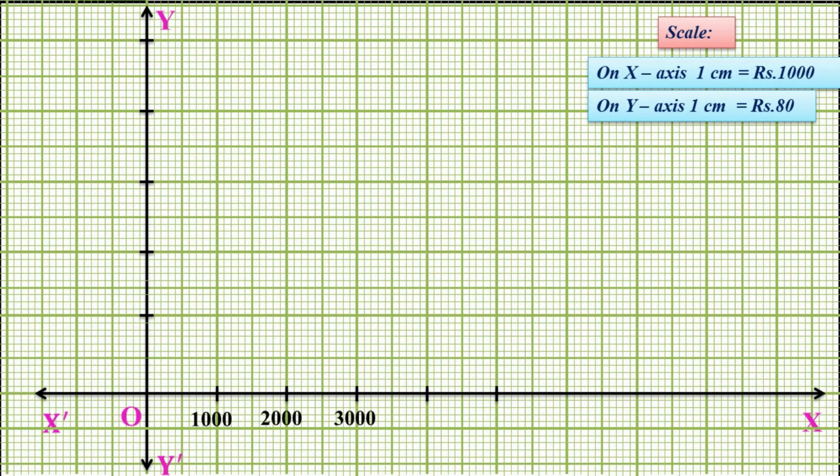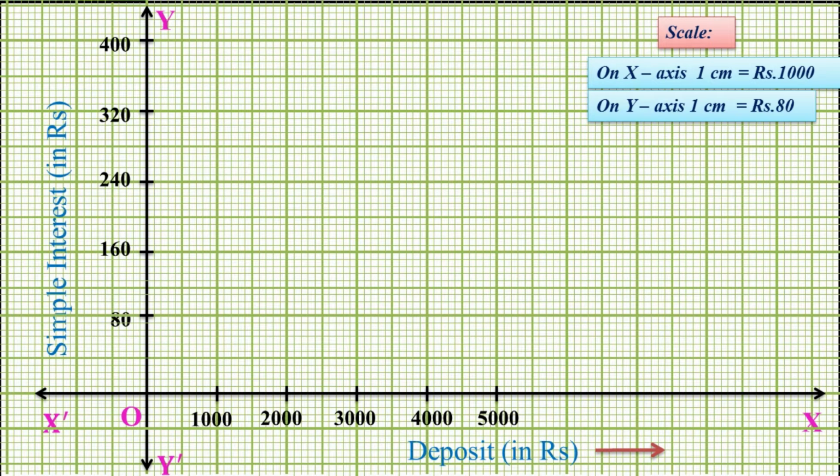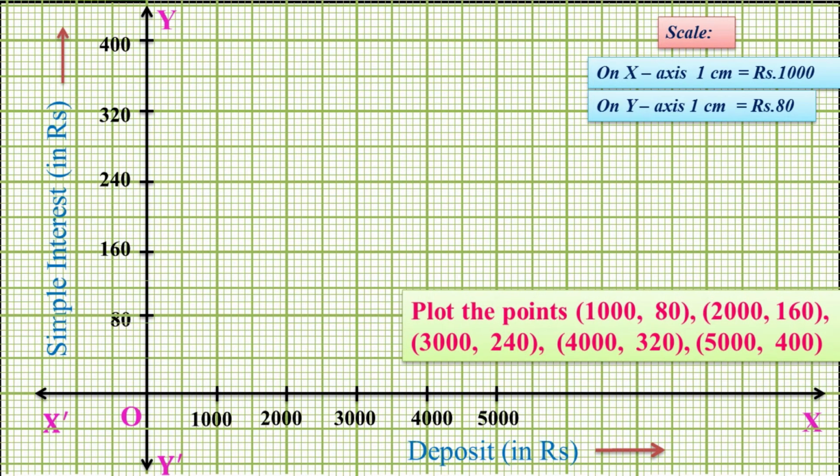Mark the points 1000, 2000, 3000, 4000, 5000 on the x-axis. Next, mark the points 80, 160, 240, 320, 400 on the y-axis. Now, starting, plot the points.